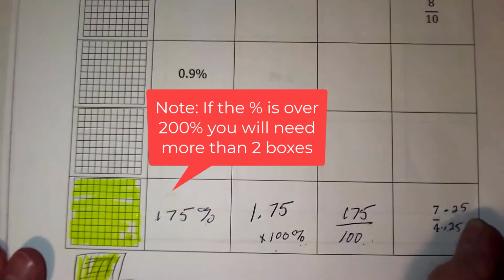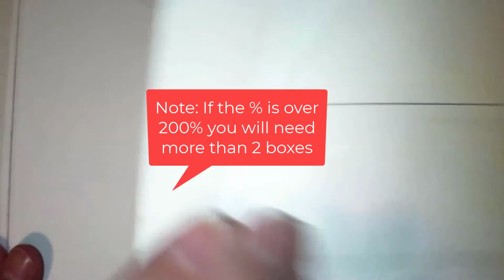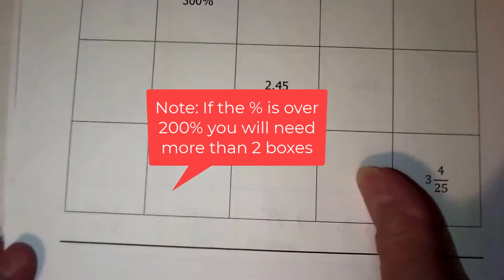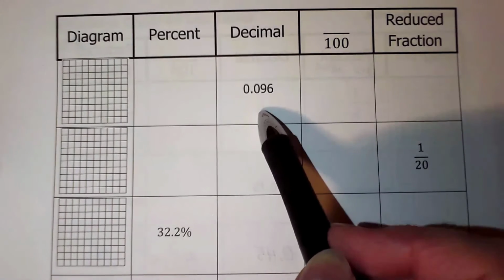And I point that out because on the back, when you get to the problems on the back side, 300%, you're going to need 3 boxes. 2.45, you'll find that that's going to need more than, so you're going to have to draw little boxes in there. But let's do one more. Let's take a decimal problem here. And I'll walk you through that example.